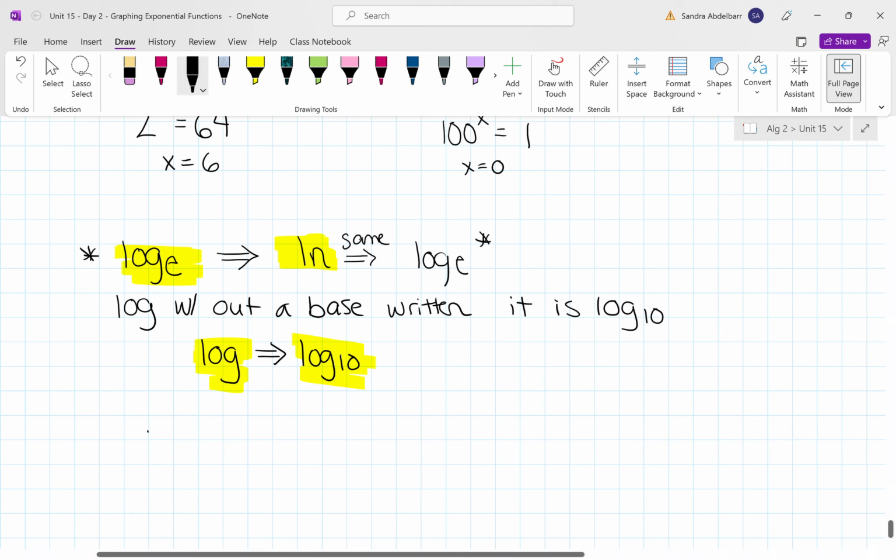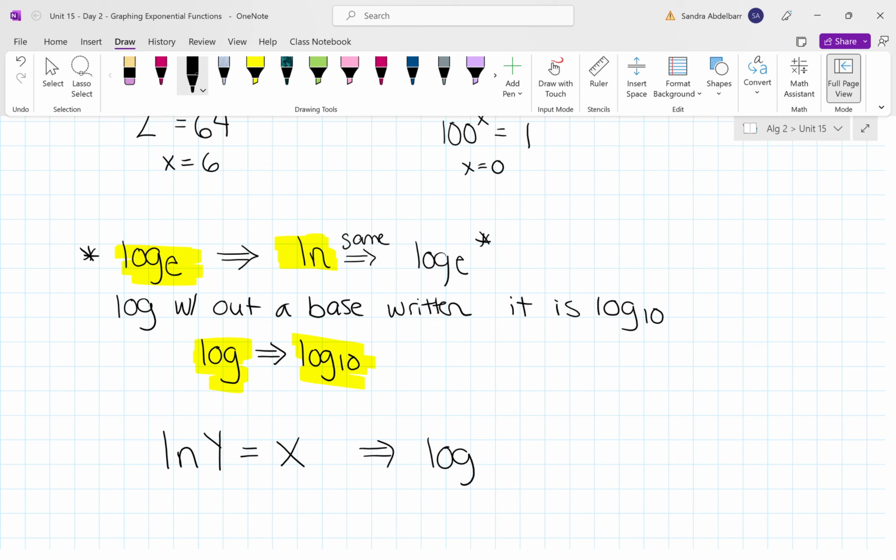So if I give you ln of y equals x, this is telling us log base e of y equals x, which is e to the x power equals y.